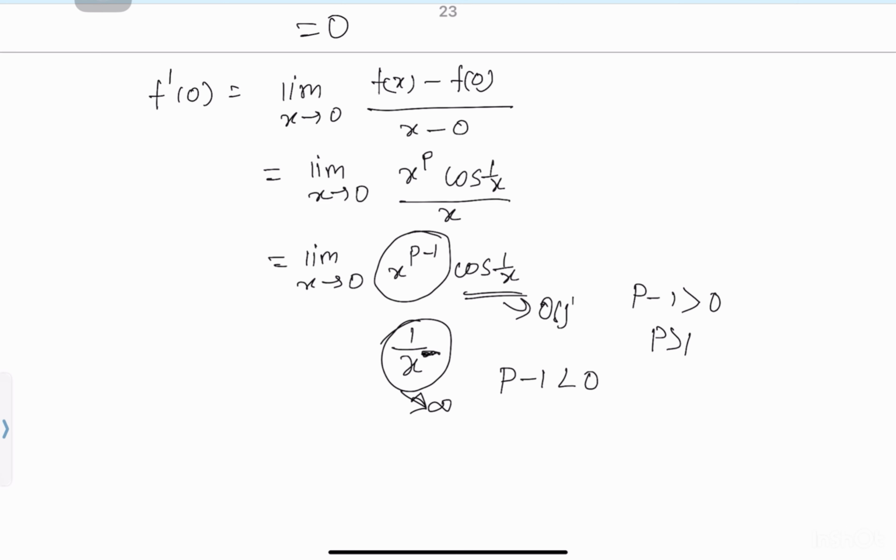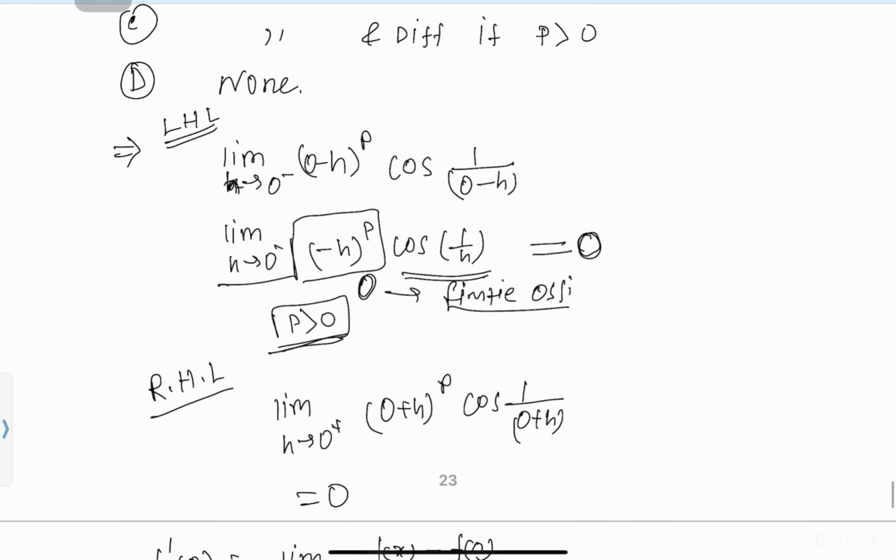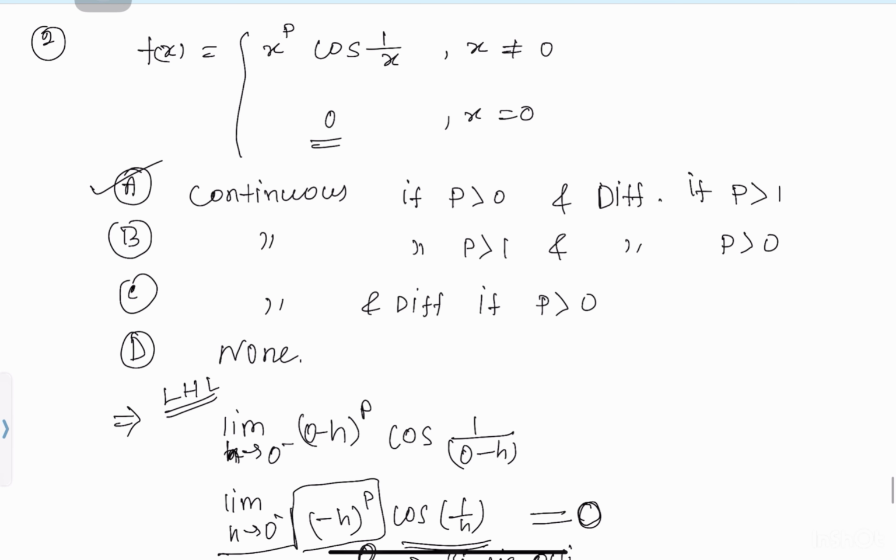Oscillatory means the term oscillates between minus 1 and 1. So that limit does not exist. That's why p minus 1 must be greater than 0, that means p is greater than 1. For this limit to exist, that means for differentiability, our condition is p greater than 1. This is my condition, so I think option A is correct for this problem.